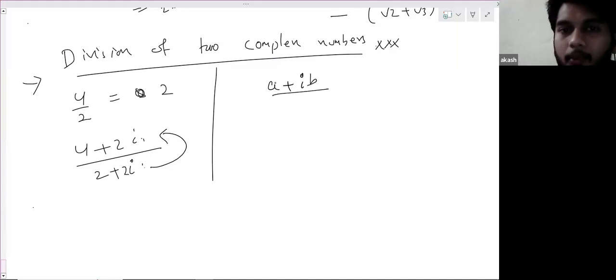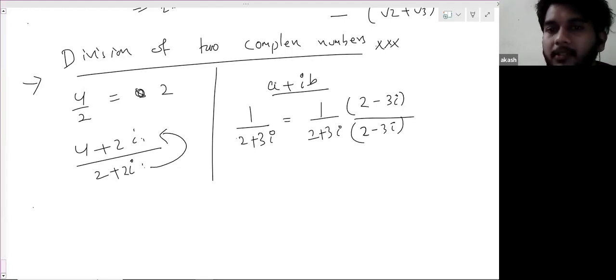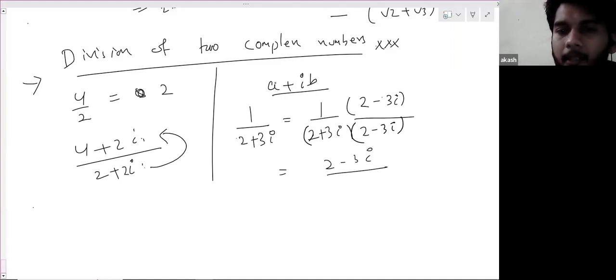What I mean by this: suppose you have 1 upon 2 plus 3i. What I can do with this is multiply by 2 minus 3i upon 2 minus 3i. Divide and multiply with this number. So the numerator remains the same, but this is a, this is b, this is a, this is b. I can use a plus b times a minus b, which is a square minus b square.